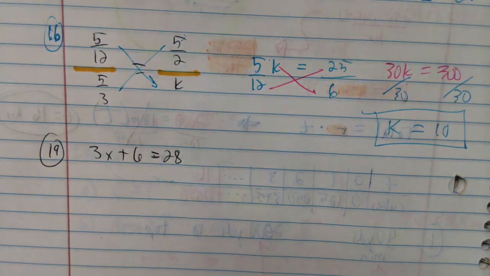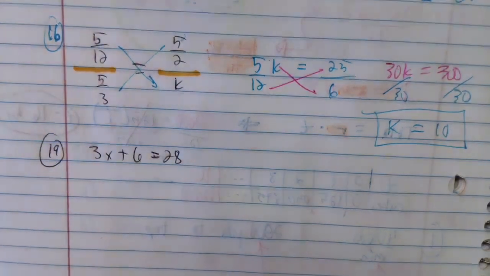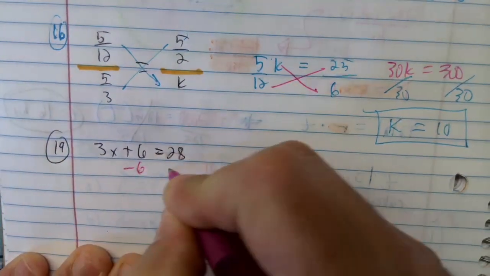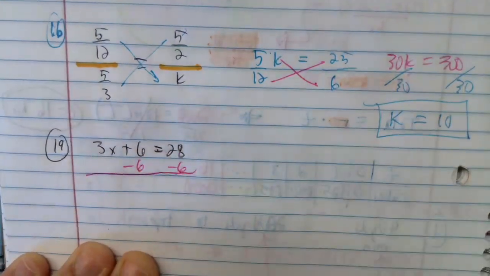It's basically order of operations flipped around. So instead of doing parentheses, exponents, multiplication first, we do addition and subtraction first. Because we want to undo the operations. We want to cancel the plus 6. So we're going to subtract 6 on both sides of the equation.